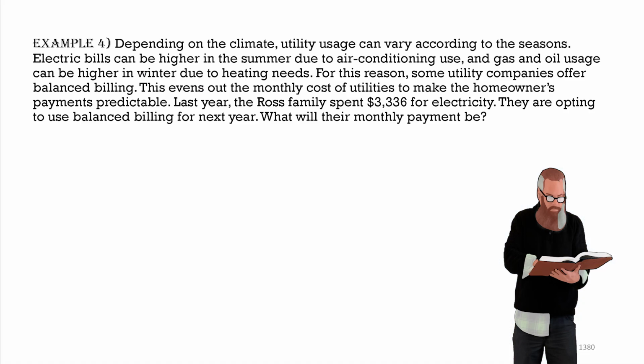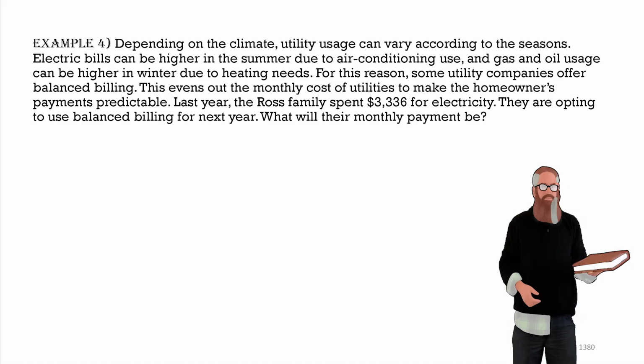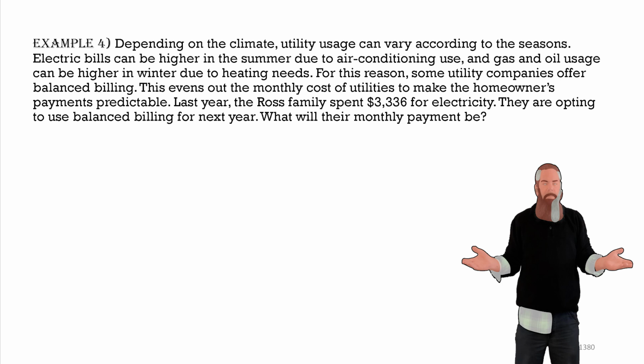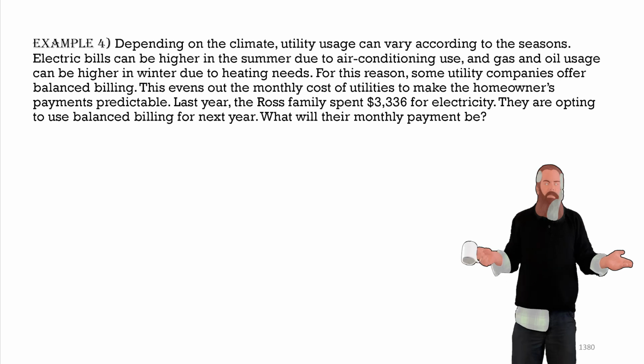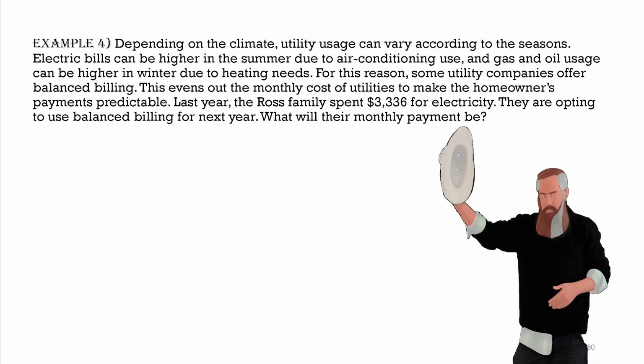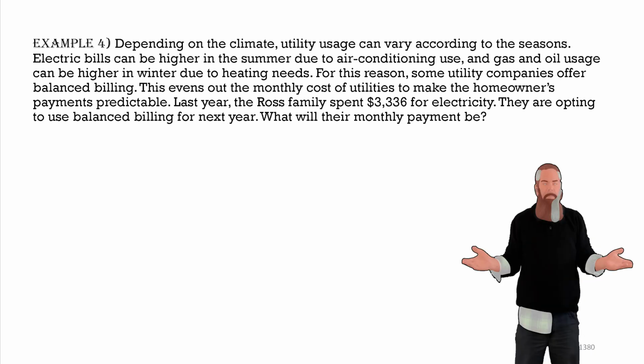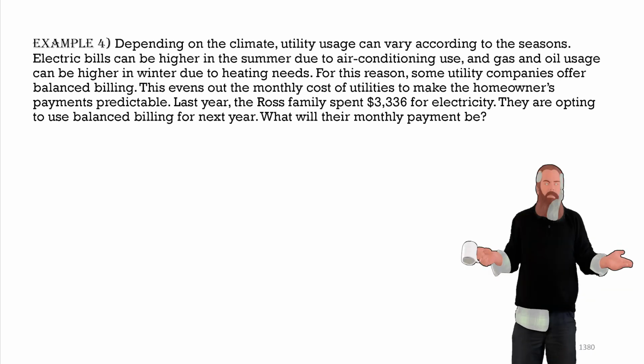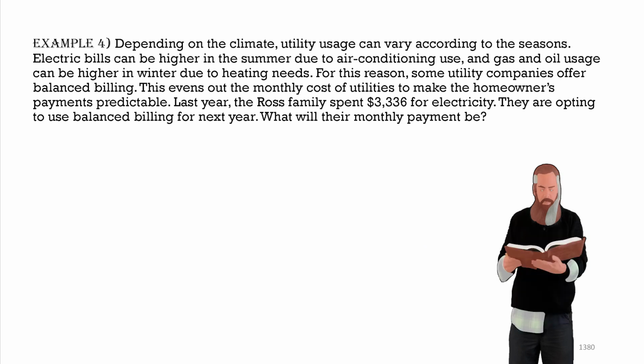Now, depending on the climate, utility usage can vary according to the seasons. Electric bills can be higher in the summer due to air conditioning use, and gas and oil usage can be higher in the winter due to heating needs. For this reason, some utility companies offer balanced billing. This evens out the monthly cost of utilities to make the homeowner's payments predictable.